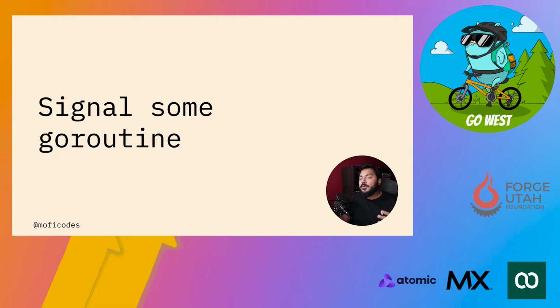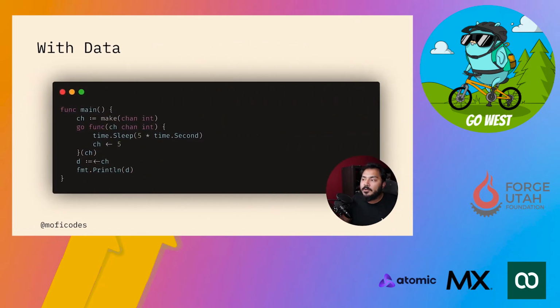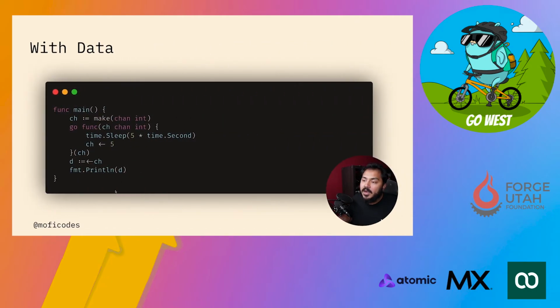Another thing you can do with Go channels is signal some other goroutines. For example, in the same example here, you are just creating a channel, waiting 5 seconds, and sending some data to it. Now this main goroutine that was running is getting the data, getting unblocked, you're signaling it, and it's printing the data. That is the example when you have some data with it.